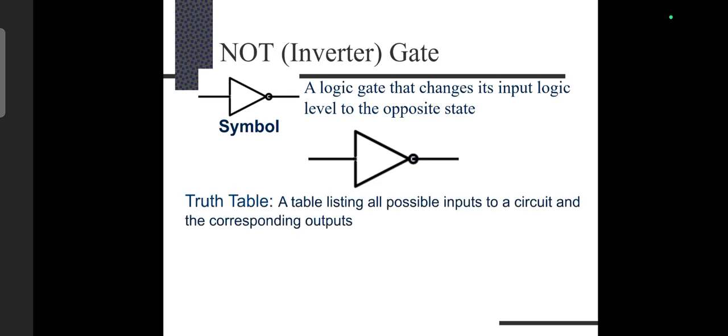So with respect to the truth table, we'll be forming the truth table based on this logic. A truth table means a table listing all possible inputs to a circuit and the corresponding outputs. This is the basic definition of a truth table.